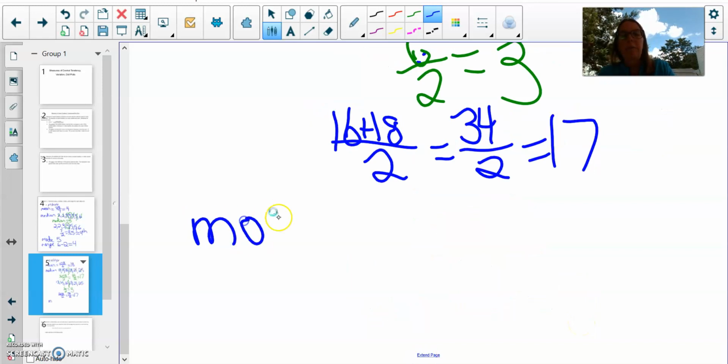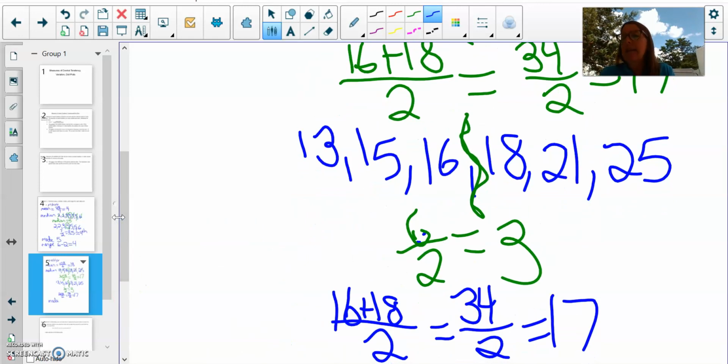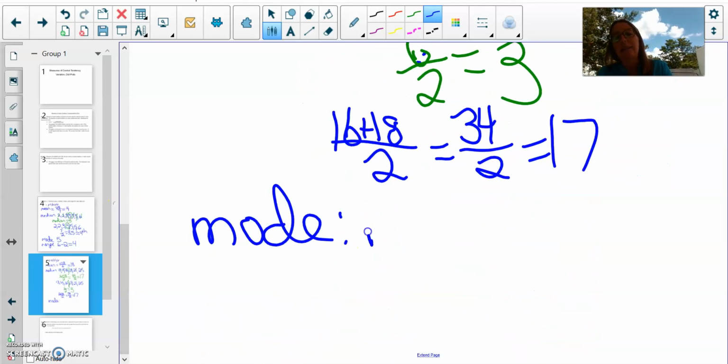Looking for my mode. When I look at my data set this time, nothing repeats. Everything only repeats once in my list. So in this case, there is no mode. It doesn't exist.